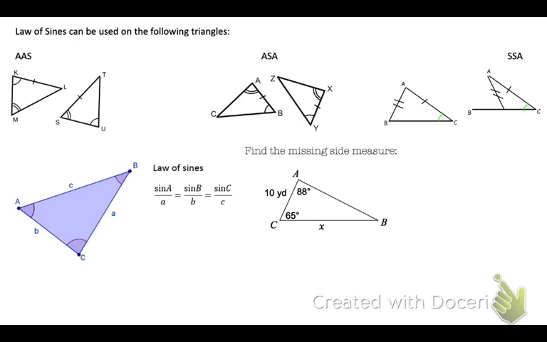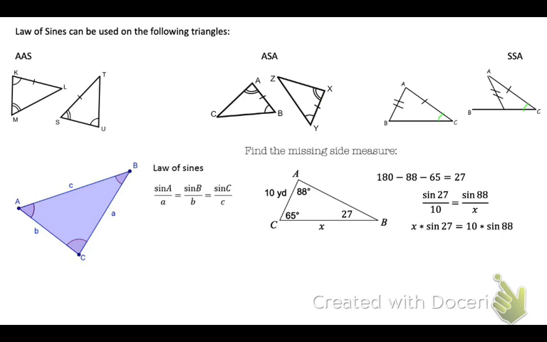This one here is an angle, side, angle triangle. So this one we actually do need to solve for that missing angle. If I do 180 minus 88 minus 65, you get 27. So then we're going to have sine of 27 over 10 equals sine of 88 over x.